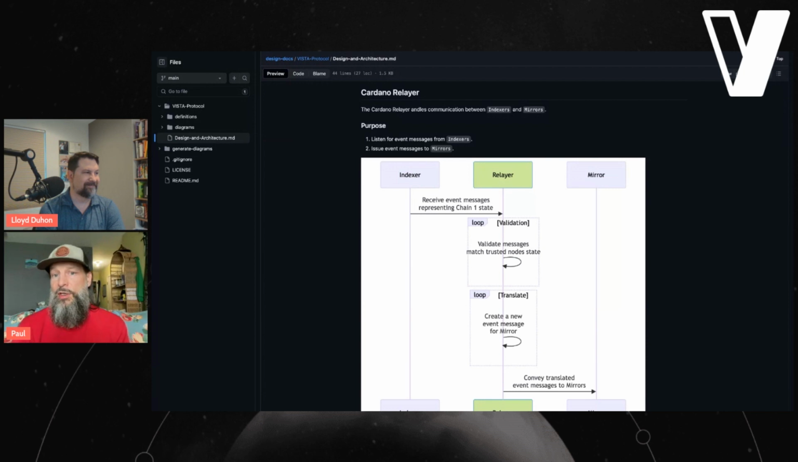So essentially, what the mirror is getting out of this deal is a message that it can trust coming from the relayer. Centralizing, or I might even say isolating the relayer functionality into this module allows us, as I mentioned, to run multiple relayers that work together to provide this validation service to the network.